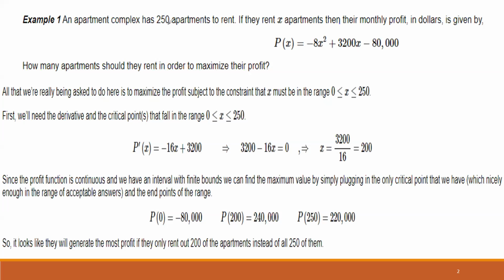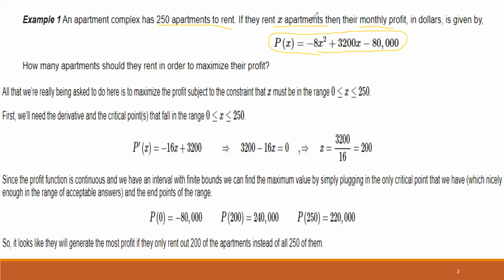It says an apartment complex has 250 apartments to rent. If they rent x apartments, then their monthly profit in dollars is given by this function here, P(x) = -8x² + 3200x - 80,000. So this is the profit. How many apartments should they rent in order to maximize their profit?